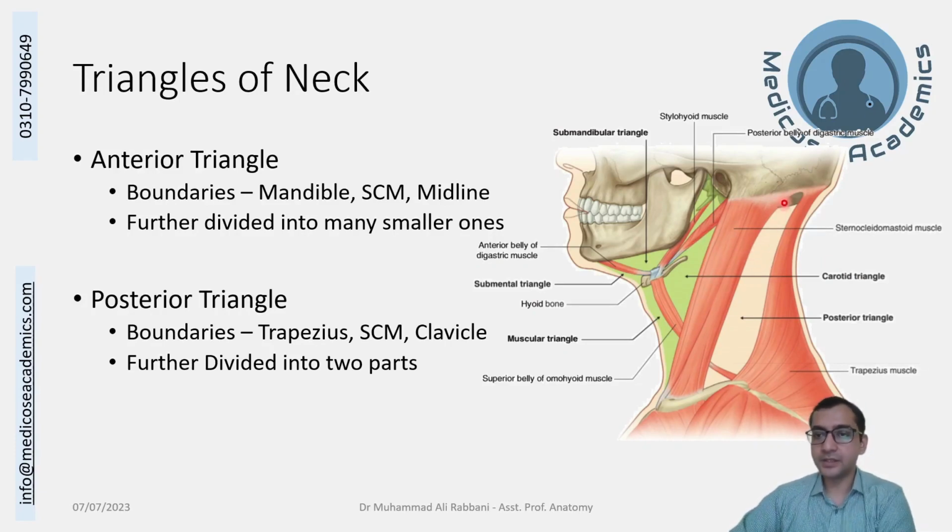Let's move to the back. This whole area is the posterior triangle. Anteriorly it is covered by the posterior margin of the sternocleidomastoid, posteriorly by the trapezius, and inferiorly by the clavicle, the middle one third, the part which has the supraclavicular space. So anteriorly there is the posterior boundary of sternocleidomastoid, posteriorly there is the anterior boundary of trapezius, inferiorly there is the middle one third of the clavicle, and on the top there is the apex. It has no boundary, it is by the skull, the base of the skull.